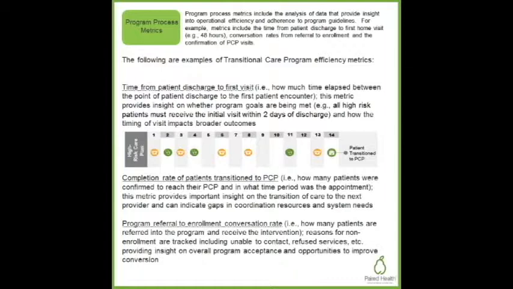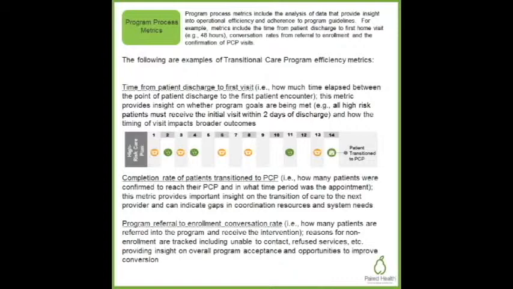Another compelling data point for transitional care programs to be able to track is the completion rate of patients that transition back to their primary care physician. In other words, how many patients were confirmed to reach their primary care physician, and in what time period was that appointment? This metric provides important insight into the transition of care to the next provider and can indicate gaps in coordination, resources, and system needs.